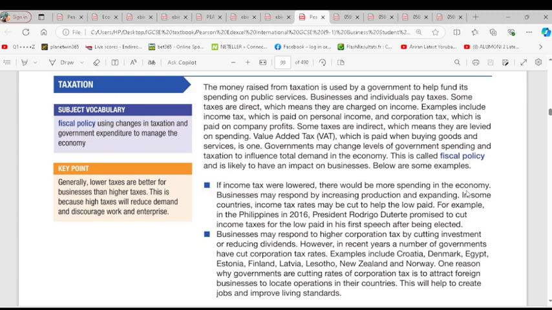Governments may change levels of government spending and taxation to influence total demand in the economy. This is called fiscal policy and is likely to have an impact on businesses. Below are some examples. So, I'm going to explain taxation here: direct taxes, indirect taxes, and what fiscal policy is. Are you with me? Yes.